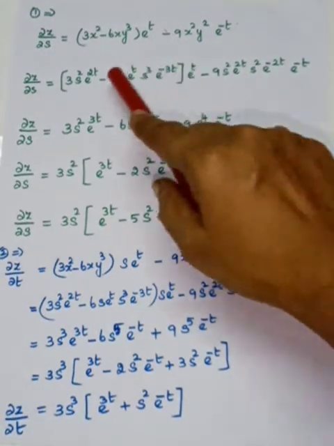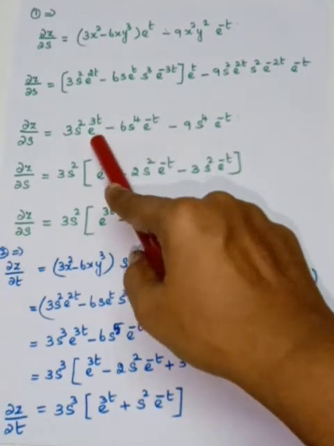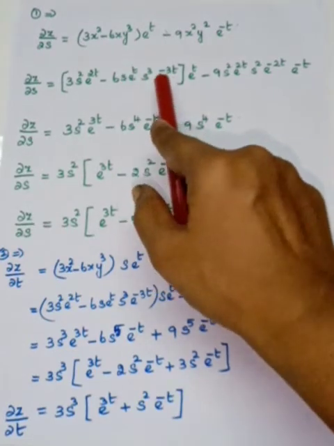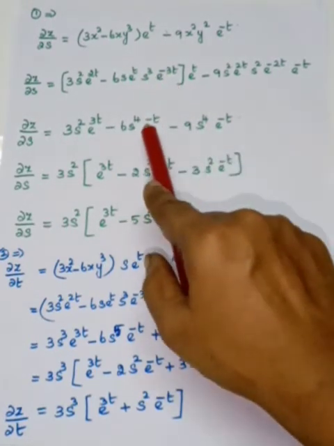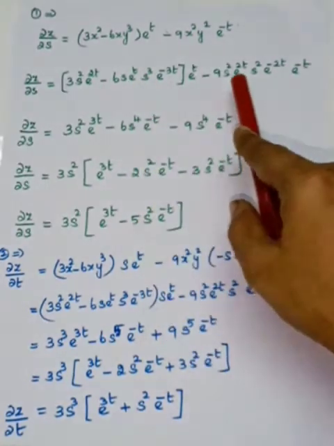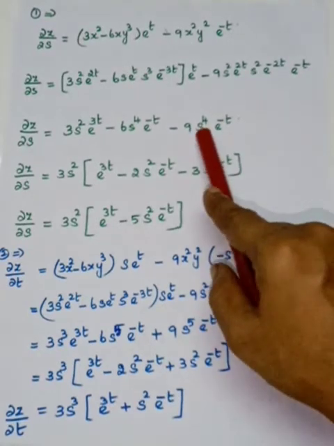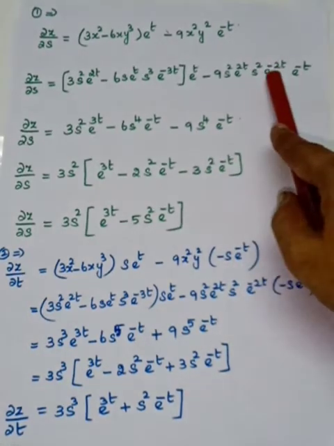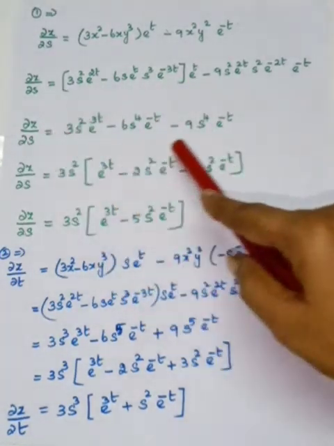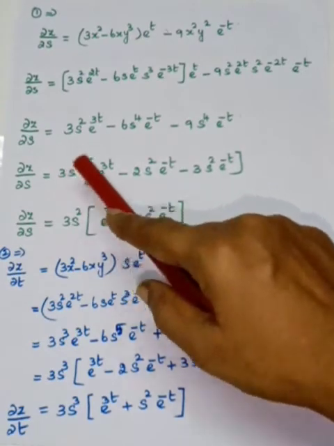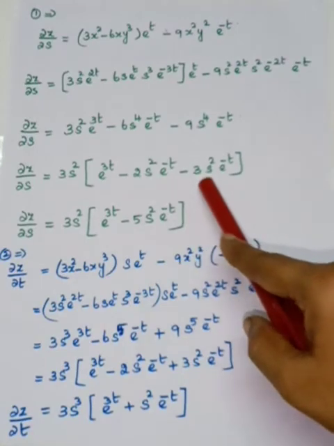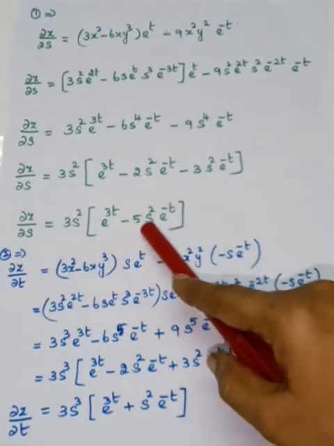Okay, e power t into e power 2t is e power 3t. Here e power t into e power t is e power 2t. When you multiply with e power minus 3t, it is e power minus t. And here s into s cube is s power 4. So see now, s squared into s squared is s power 4. E power 2t, e power minus 2t getting cancelled. Here you are having e power minus t. So from all the terms, what is common? 3s squared. When you take it out, this is the remaining. So minus 2s squared e power minus t minus 3s squared e power t is minus 5s squared e power t.